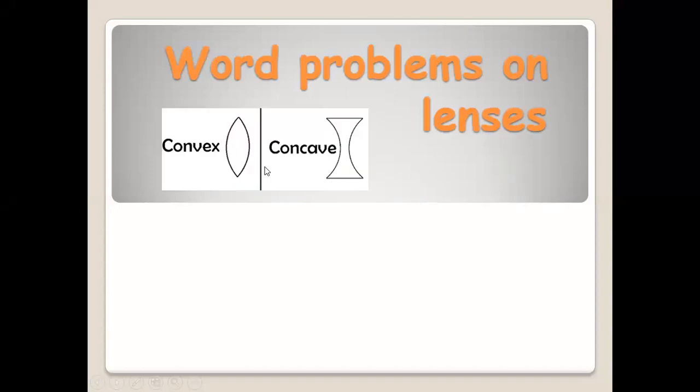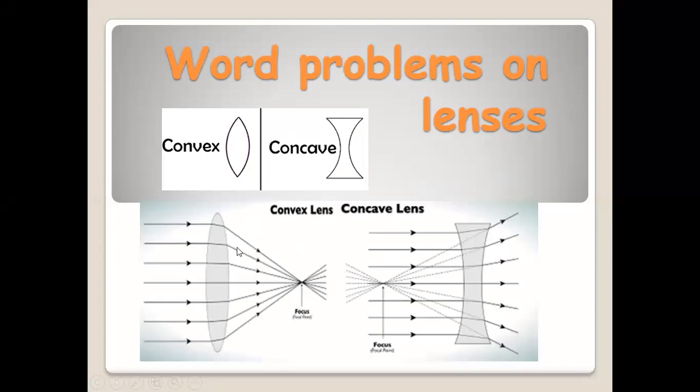Today we are going to learn about the word problems on lenses. And you know that this is the convex lens, that is the converging lens, and this is the concave lens, that is your diverging lens. So how we are going to solve the numeric problems related to this, we will just quickly go through the lens equation and its magnification formula.